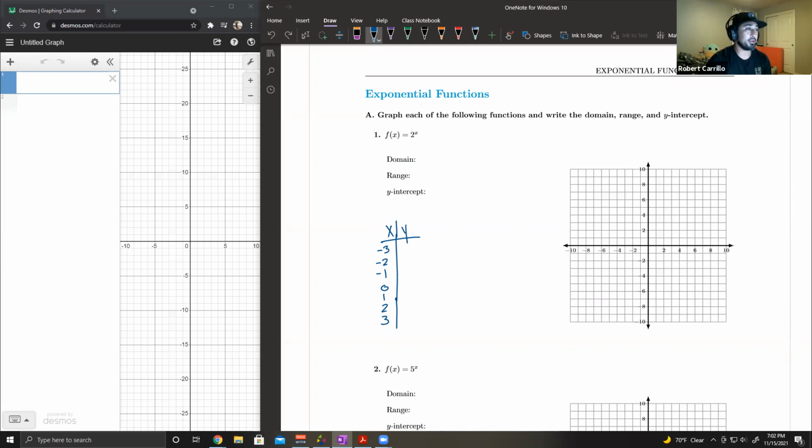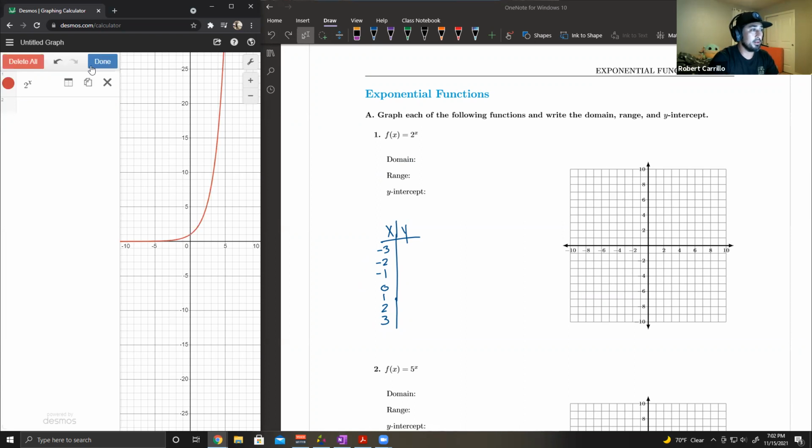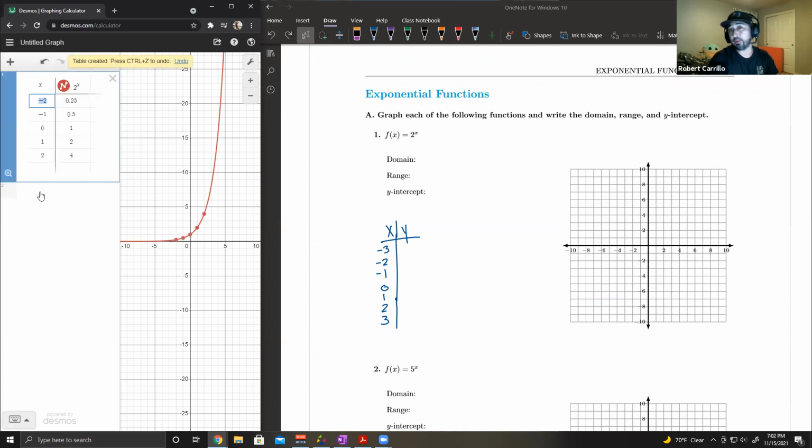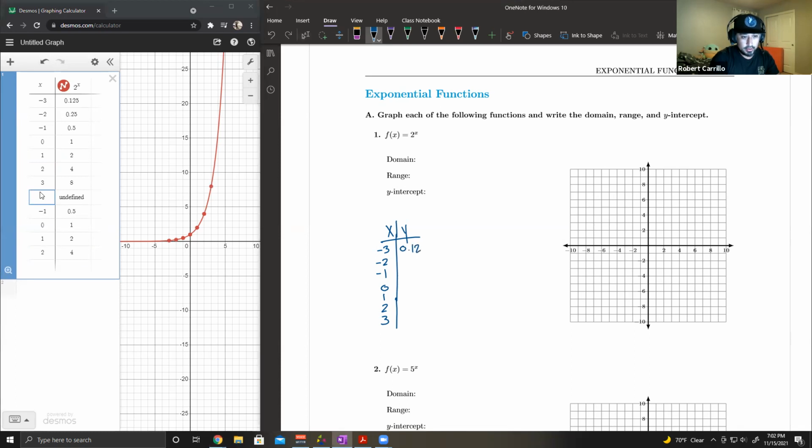That's why I pulled up Desmos, so we can make that easier. I'm going to type this function in, 2 raised to the x. Then I'll hit the little gear icon, make the table, and type in those exact numbers that I wrote: -3, -2, -1, 0, 1, 2, 3. So here we have 0.125, 0.25, 0.5, 1, 2, 4, 8.